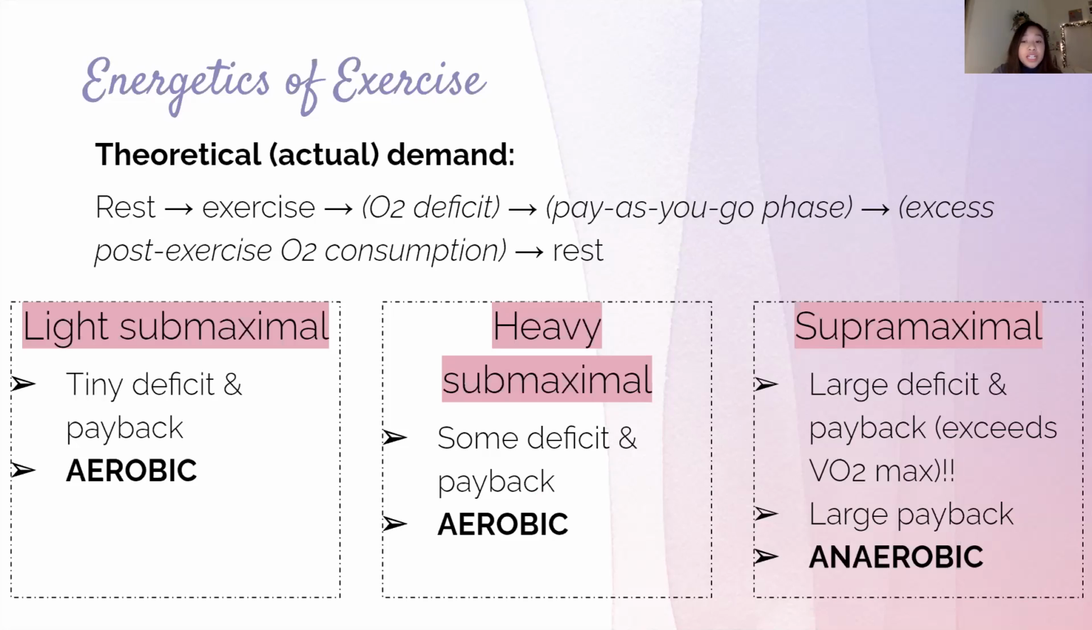And once we finish exercising, we don't rest. You know, we keep on breathing really hard. Our body's still working to compensate for the deficit at the beginning with excess oxygen consumption. And these are the 3 different types of examples Dr. Azizi provided in a lecture.